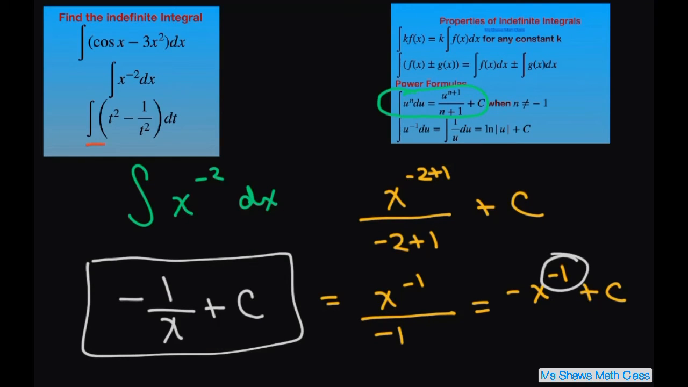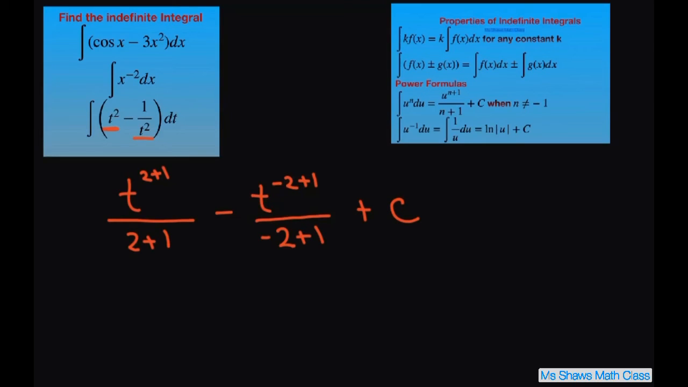And then this one, it's a bit of a combination of these two. Now, for this one, I'm not going to split it up like I did this. So, after a while, you can get used to not taking all the steps. So, basically, we're just going to take t to the 2 plus 1 divided by 2 plus 1 minus, and I'm going to go ahead and write this as t to the negative 2 power. So now you're going to add plus 1, and then this is copy down your exponent, negative 2 plus 1 plus c. A lot of times we tend to skip this step because it helps speed things up a little bit. So now we get t cubed divided by 3 minus t to negative 1 power divided by negative 1 plus c.